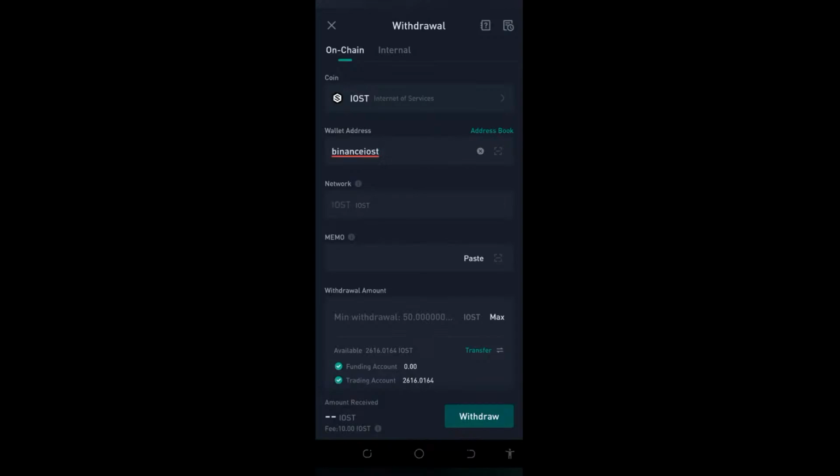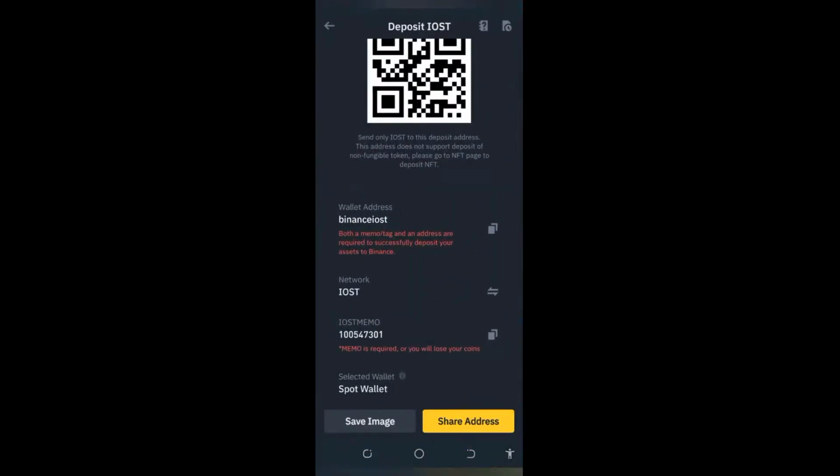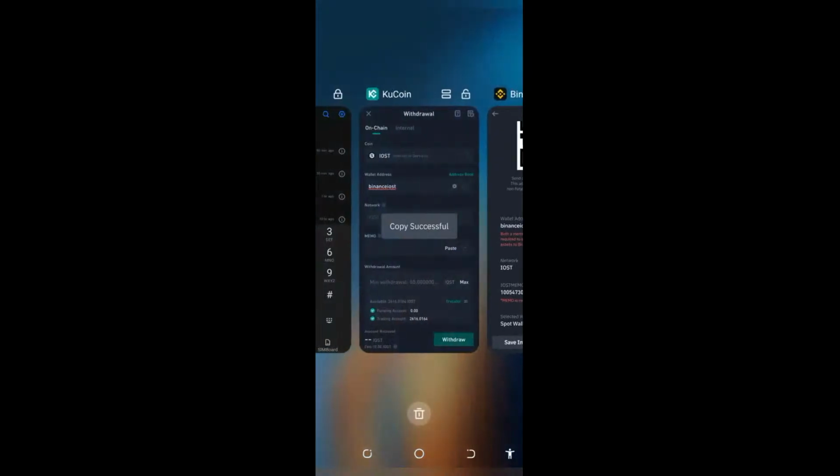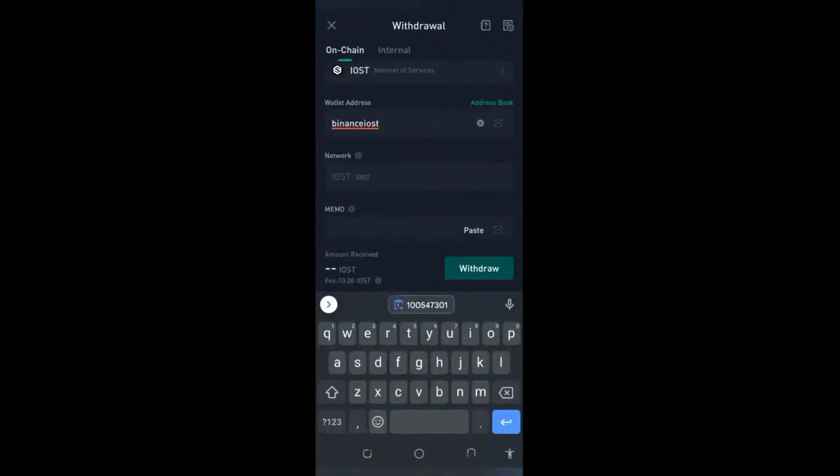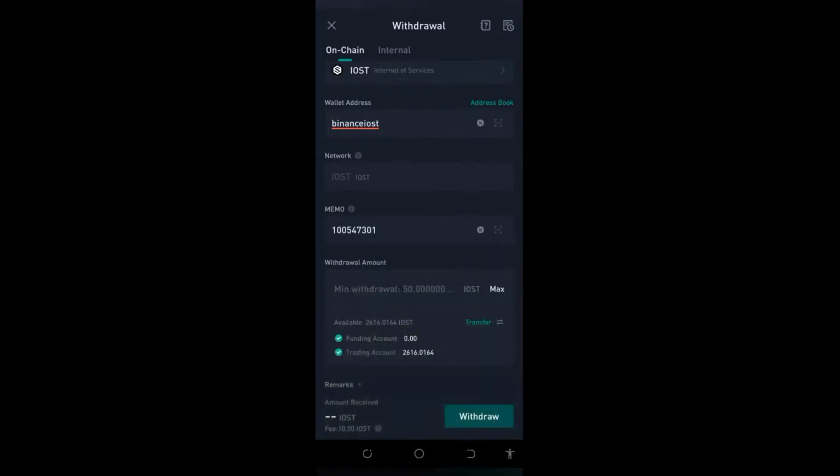Binance IOST. Okay, then we get the memo. Where's the memo? IOST memo. All right, so we get the memo. All right, get back in there and we paste the memo. Good. So it looks like everything is going on well. Then we pick max. So what we get is that we get 2606.